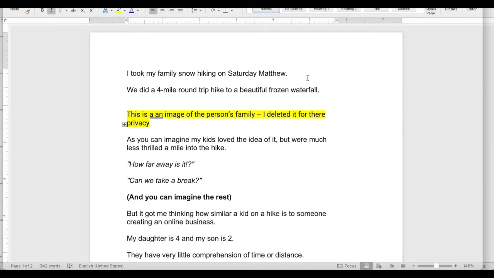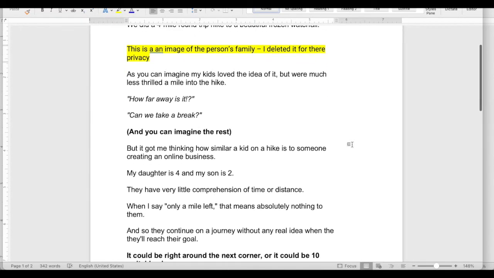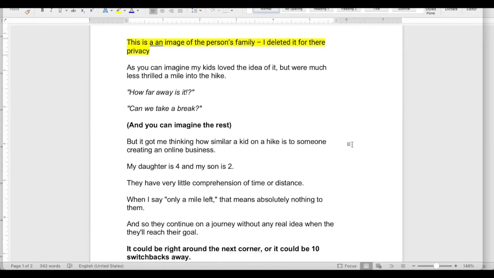And he goes in here, "I took my family snow hiking on Saturday, Matthew." He even used my name, personal right here, Matthew. "We did a 4 mile round trip hike to a beautiful frozen waterfall." Here he actually used an image. I took it out for privacy, but he used an image of his family. But as you can see, he goes into detail on the whole thing.